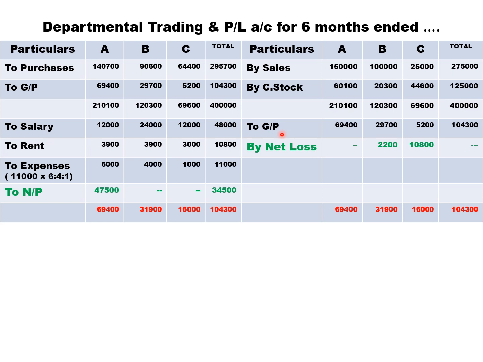Bring that gross profit back. Salary as shown in working note: A gets 12, B gets 24, C gets 12, and then total. Rent as calculated in the working note: 3,900 for A, 3,900 for B, 3,000 for C, and total. Expenses given in the question is 11,000. Distribute in sales ratio 6 by 11, 4 by 11, 1 by 11: 6,000, 4,000, 1,000. So A gets a net profit, B and C get a net loss.